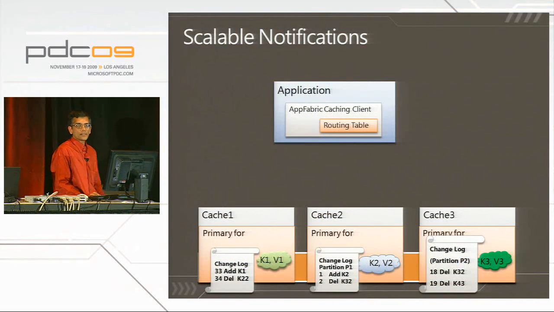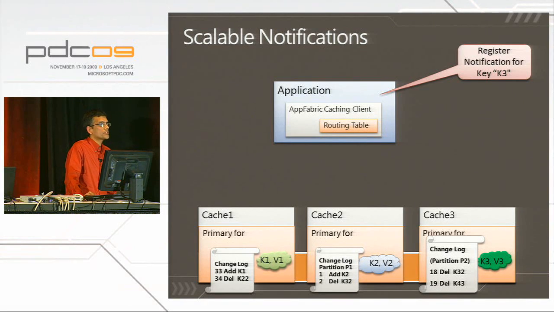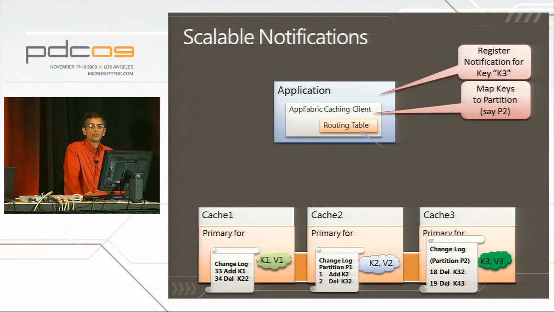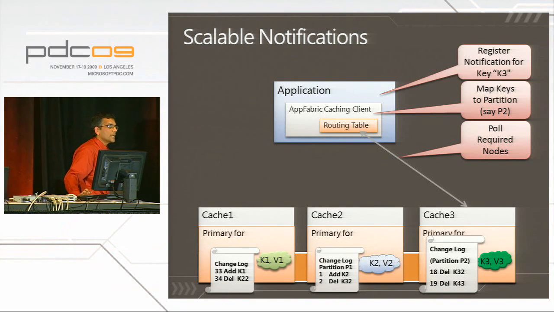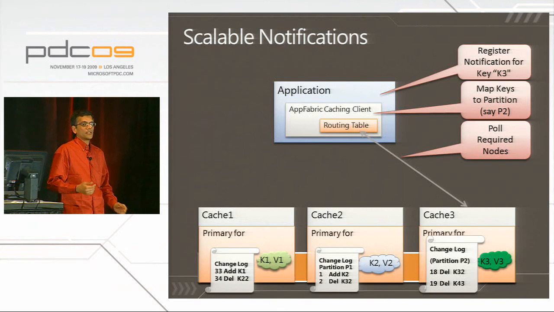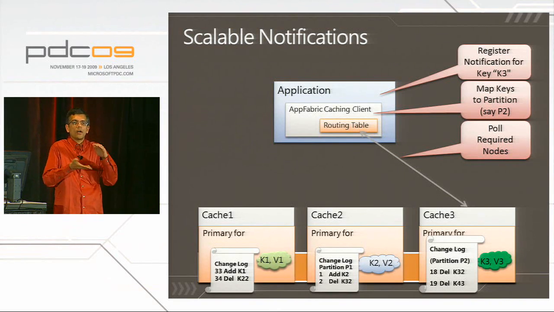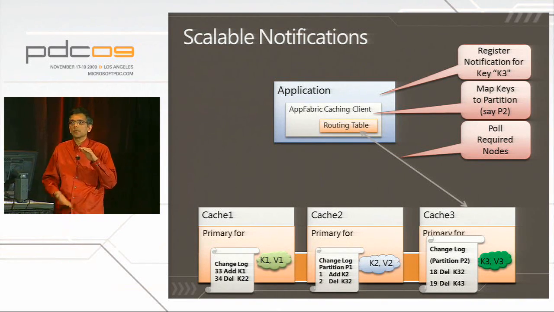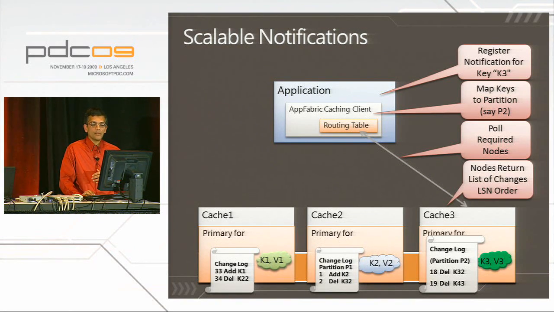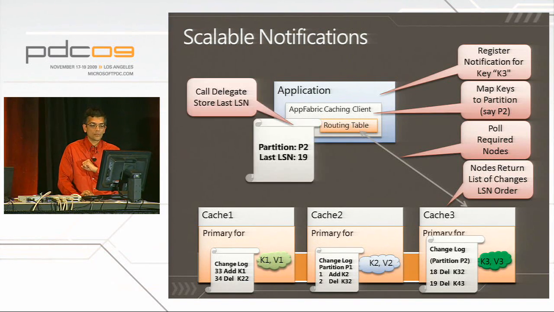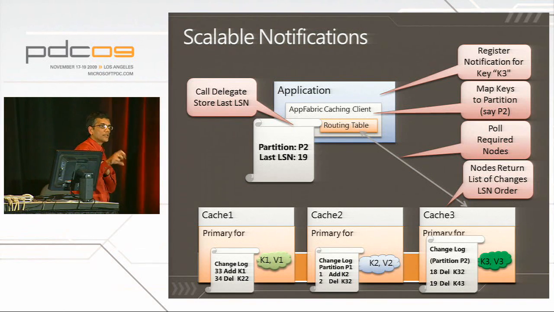The way it works, if you're interested, is very simple. If you register for a key called K3, we figure out which partition or which bucket it maps to, and then we poll that specific server, saying, has anything changed in this specific partition? Now, the servers maintain a log, like if you think about SQL Server or any server. We maintain a quick in-memory log that says, these are all the changes that have happened, each with a sequence number. So the client initially sends in saying, my sequence number for this particular bucket or partition was 19, my last. The client tracks that number.